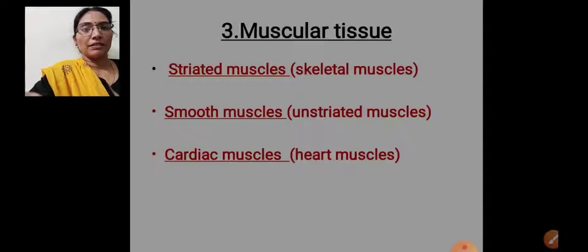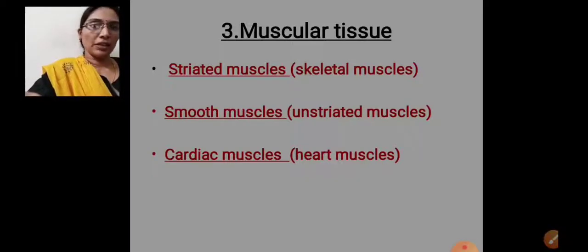So this is the third revision video, muscular tissue. The muscular tissues are of three types: striated muscles, smooth muscles, and cardiac muscles. In the syllabus of class 9 NCERT book, muscular tissue of three types is covered. Striated muscles are also called skeletal muscles. Smooth muscles are called unstriated muscles. Cardiac muscles are muscles seen in the heart.